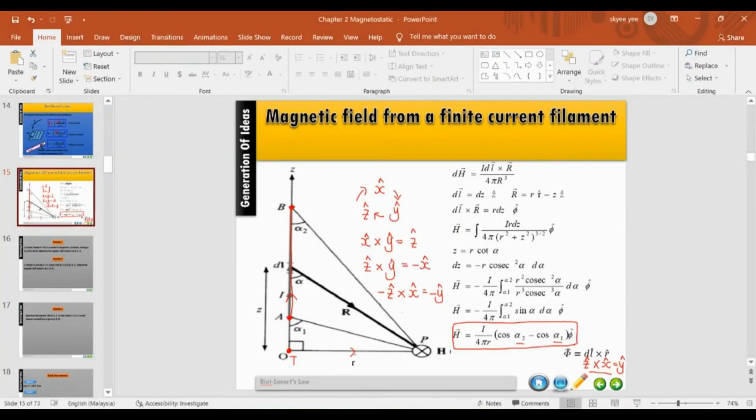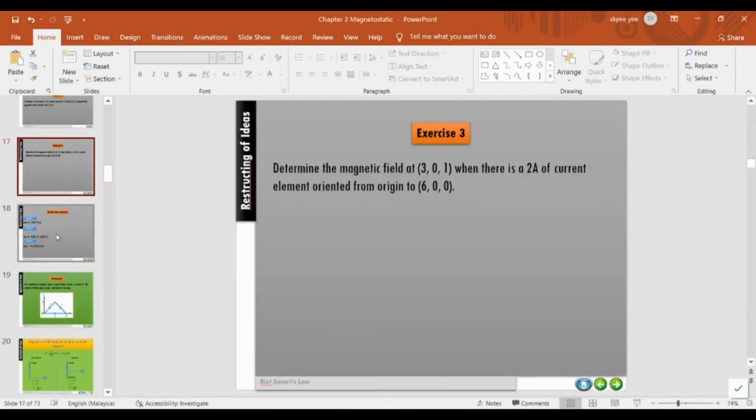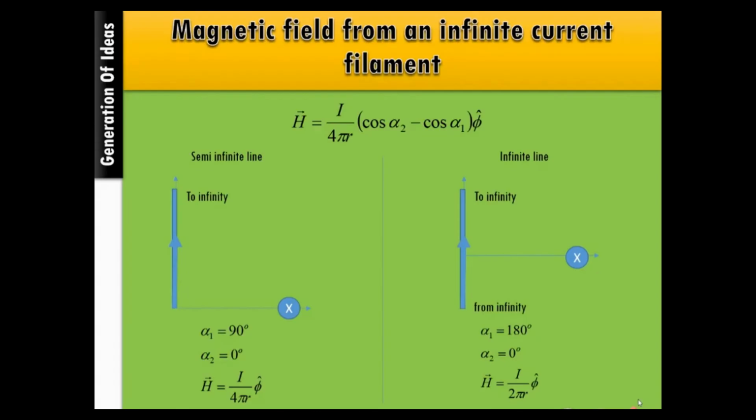Okay, we move on with this. Maybe we can try it later on. We look at the magnetic field from an infinite current filament. Just like the electric field, you have a finite line, and you have an infinite line. When it is an infinite current filament, the equation will be simplified.